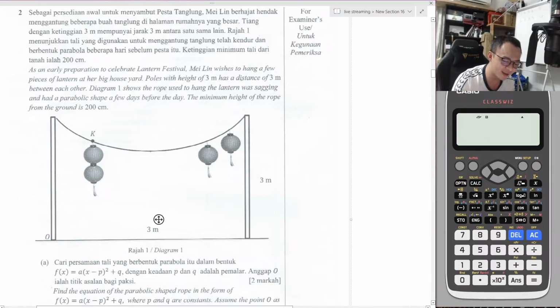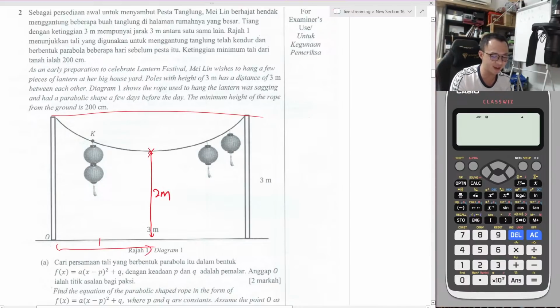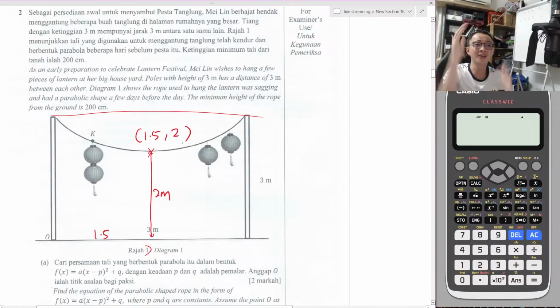Okay, so here they say this one is 2 meters from the ground. Since this is a parabola graph and this is the origin, I will assume the middle one should be the symmetry, because both sides are 3 and 3, right? So therefore the distance here is about 1.5. So this coordinate we should call 1.5 and 2, isn't it? Because the y is 2 meters, the x is 1.5.